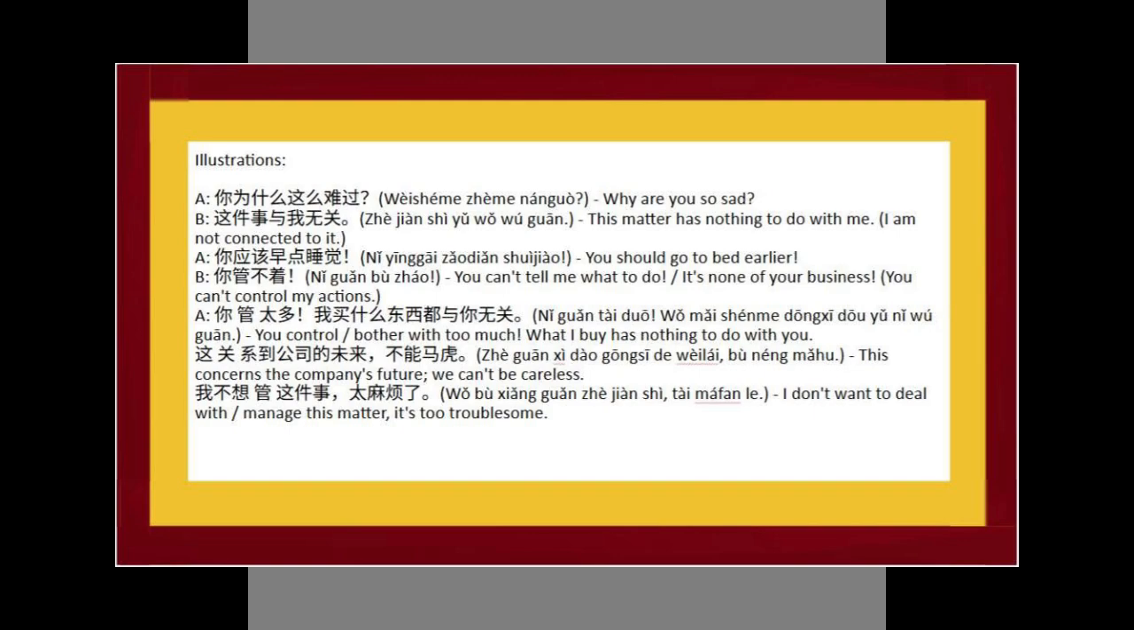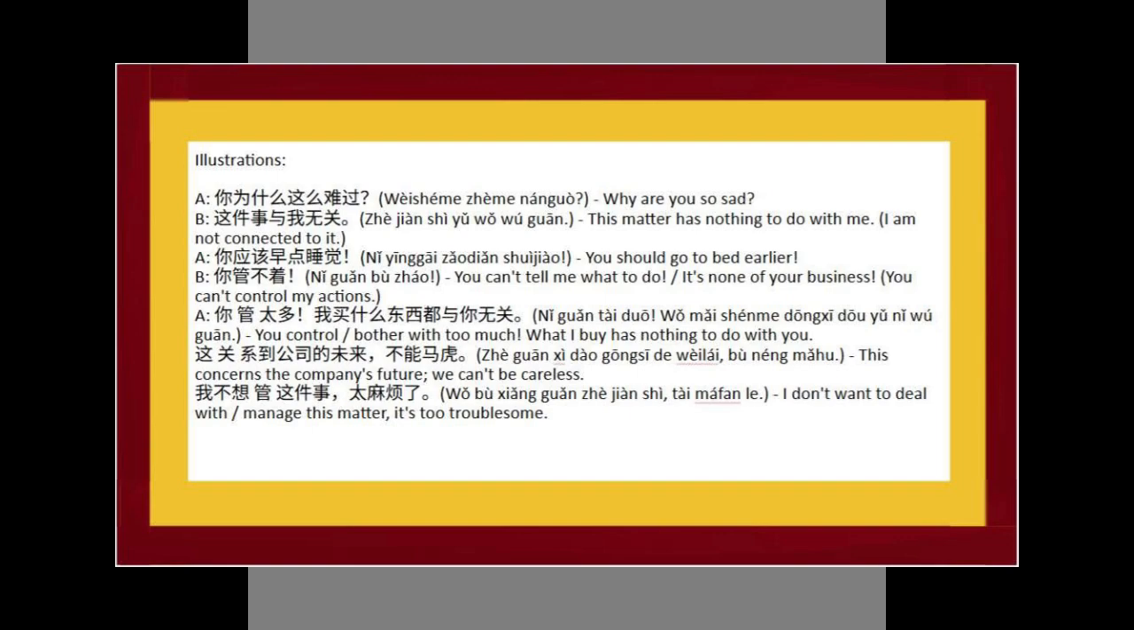Illustrations. A. 你为什么这么难过? Why are you sad? B. 这件事与你无关. This matter has nothing to do with me. I am not connected to it. A. 你应该早点睡觉. You should go to bed earlier. B. 你管我. You can't tell me what to do. It's none of your business. You can't control my actions.